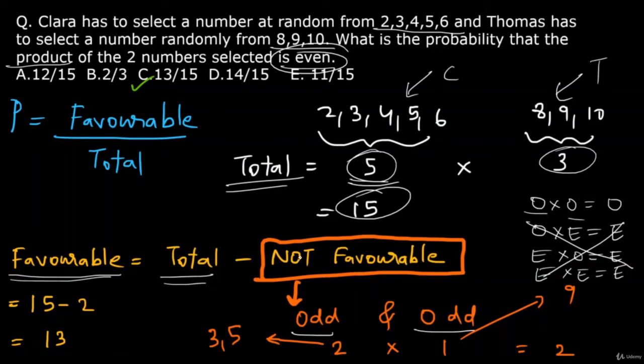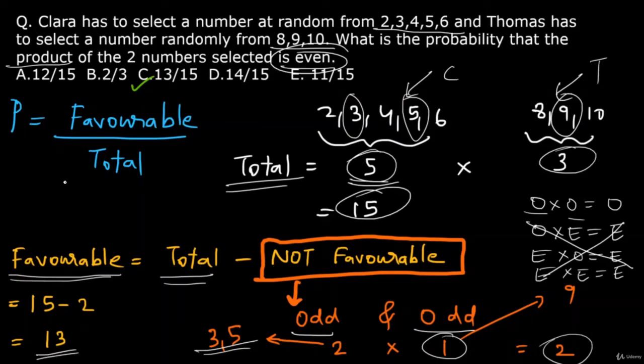Now over here Clara has 3 and 5, these 2 options which are odd, so she can select an odd number in 2 ways. Thomas has only one odd number, that's 9, so he can select an odd number in 1 way. So the not favorable events is 2 into 1, that's 2. Therefore the favorable events is 15, which is the total, minus not favorable, which is 2. So 15 minus 2 gives you 13. Therefore probability, which is favorable by total, is 13 divided by 15, the total events, and that gives you the answer as option C.